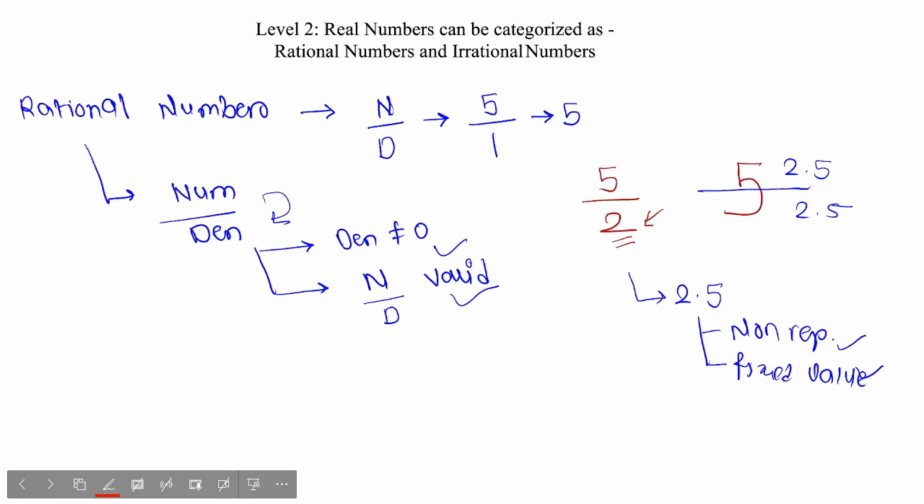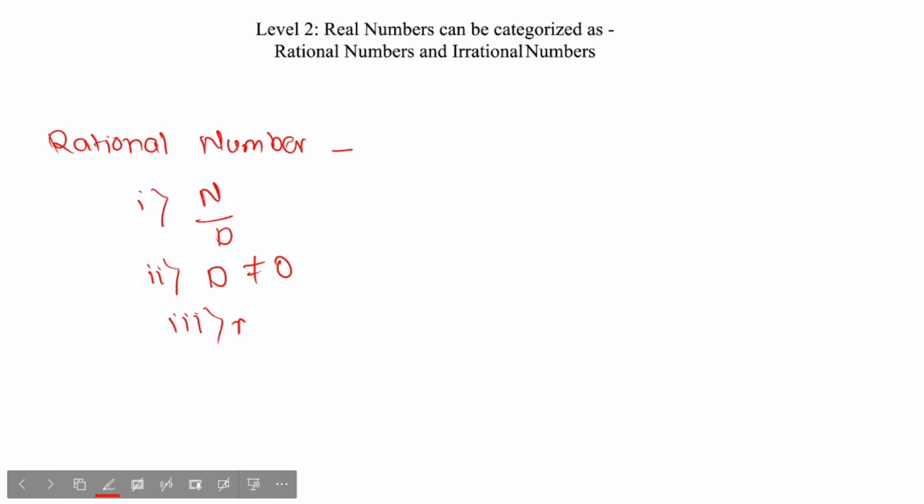Let's revise. We need four things for a number to be valid as a rational number. First, it must be present in numerator by denominator format. Second, the denominator should not be equal to 0. Third, the numerator and denominator format should be valid. Fourth, after division, whatever fraction value comes out should not be changing. It should not be in a changing format.